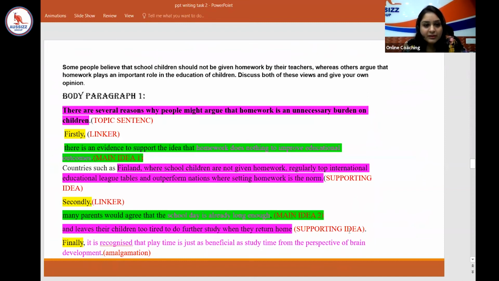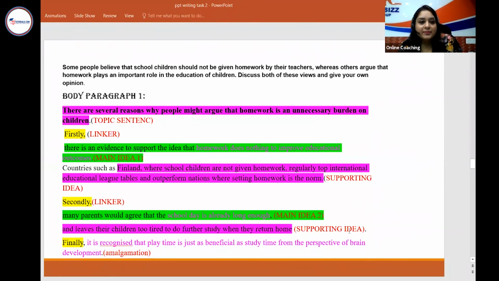See how I have written it? Body para 1, for the same topic, of course. There are several reasons why people might argue, because in my task, it is mentioned that you have to discuss both the views. So now I am going to discuss view number 1, that many parents believe that homework is unnecessary. So see, my topic sentence is very clear. By reading that topic sentence, the examiner understands that you are going to write this part in your body paragraph 1. So my topic sentence is, there are several reasons why people might argue that homework is an unnecessary burden on children.